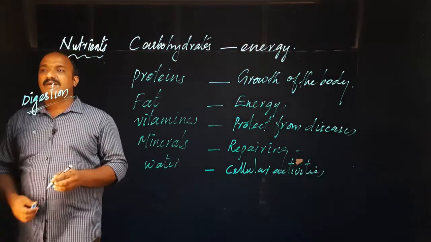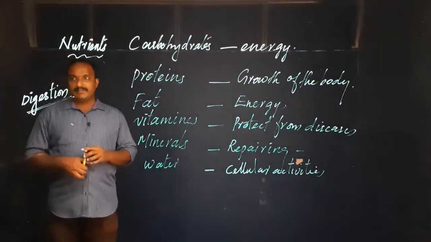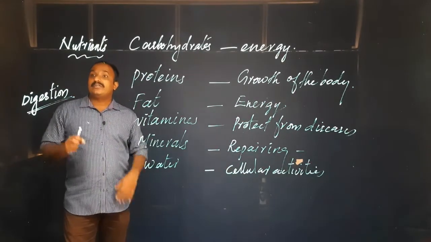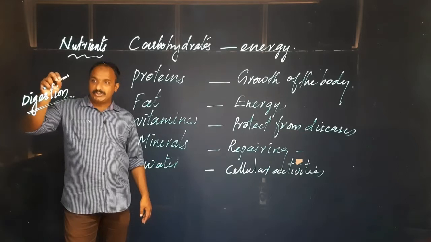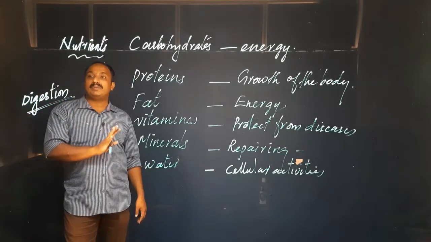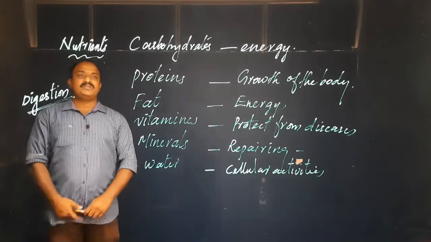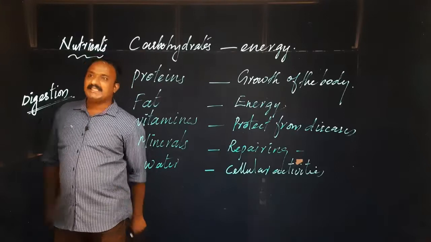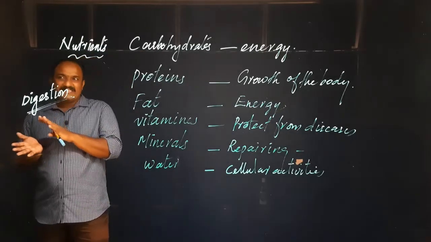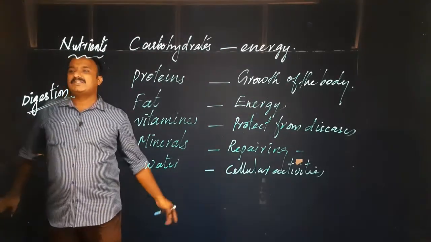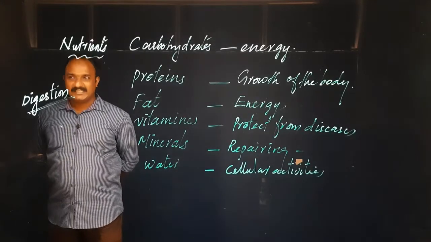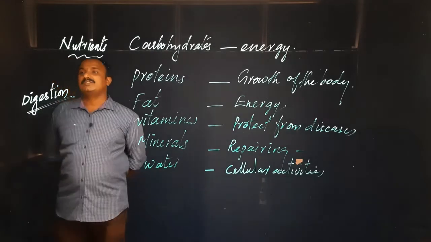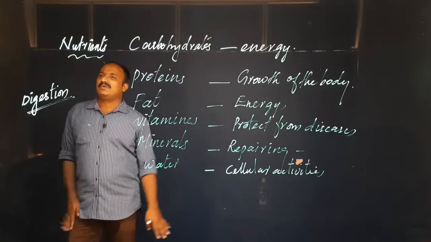Digestion. So what is digestion? Digestion is the process of breaking the complex food materials into simple absorbable form. Absorbable form is what? These are the absorbable forms, or from the food these only is absorbed. So changing the food into this form, that is what is called digestion.